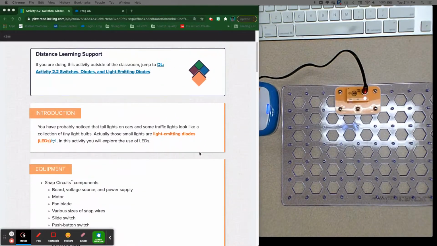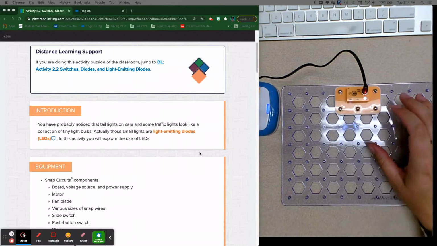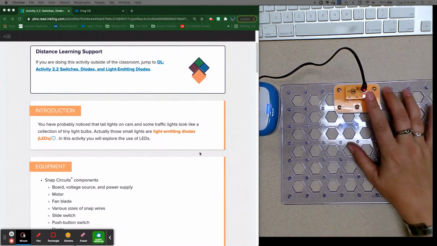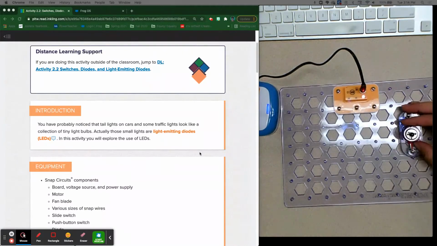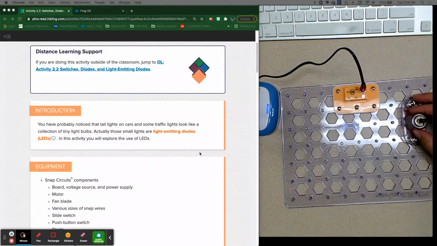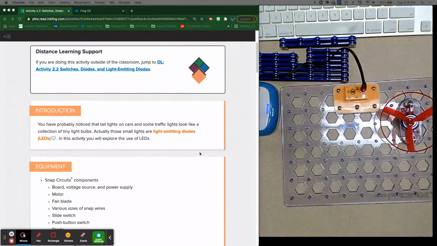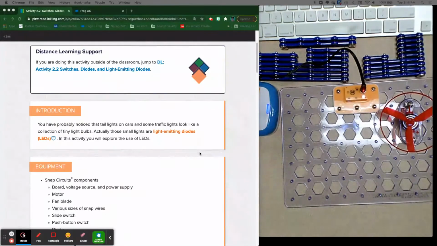So for our snap circuit, we're going to need our board, voltage source and power supply. We are going to need a motor, a fan blade, various sizes of snap wires. Got all sorts up here.